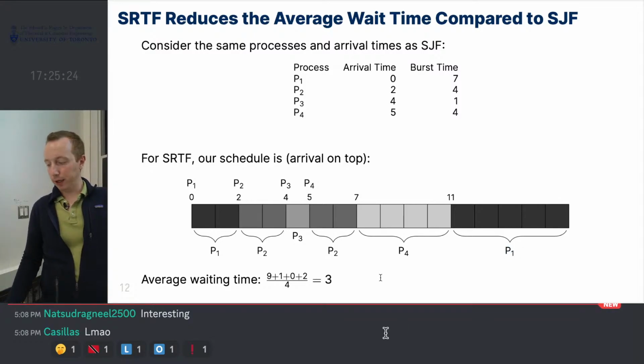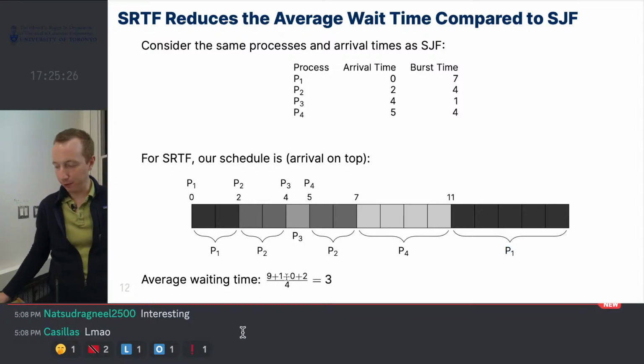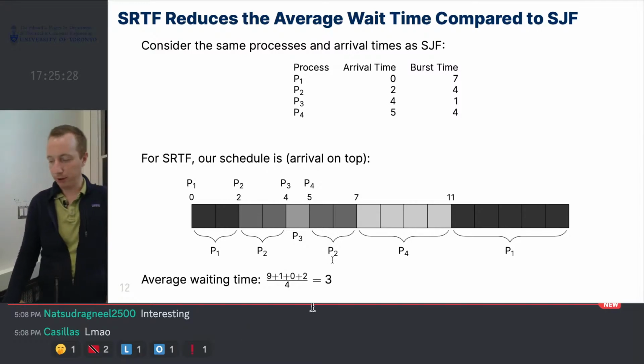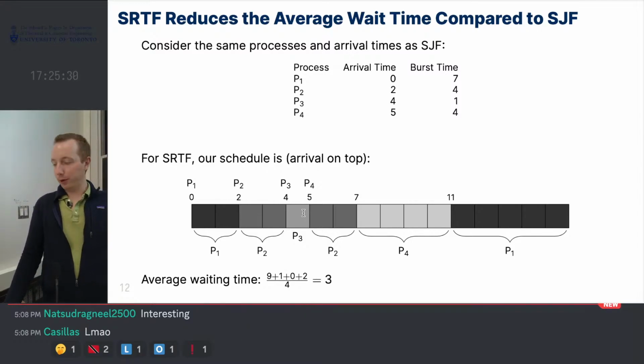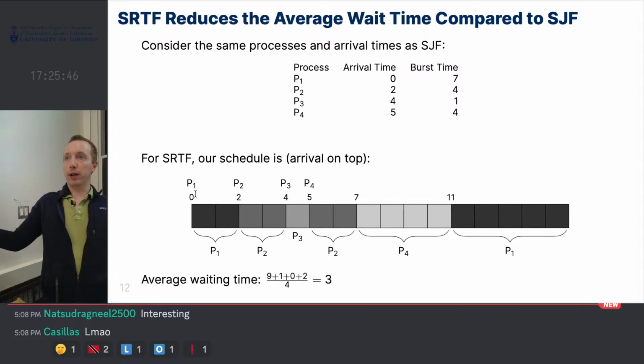So if we calculate the average waiting time for this, we can use a little bit of a shortcut. If you want to do a shortcut and not count all the blocks in between here, for process 1, you can just figure out when it ended. So it ended at time 16, and it started at time 0. So that was the total time it was available to the CPU.